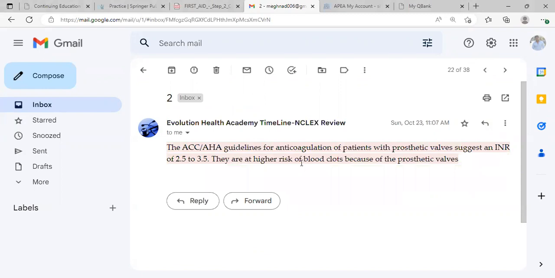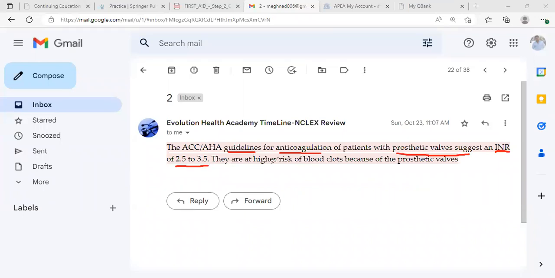So here, what is that? The 2 guidelines called ACC and AHA, the guideline for anticoagulation for a patient with a prosthetic valve, suggest an INR of 2.5 to 3.5. So according to the guideline, an anticoagulated patient who has a prosthetic valve should have an international normalized ratio of 2.5 to 3.5. It is normal.